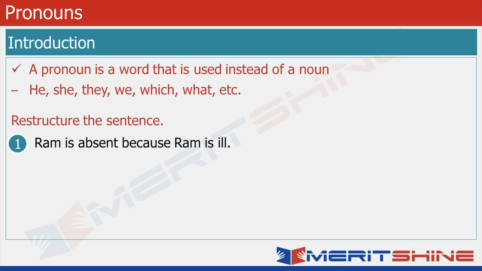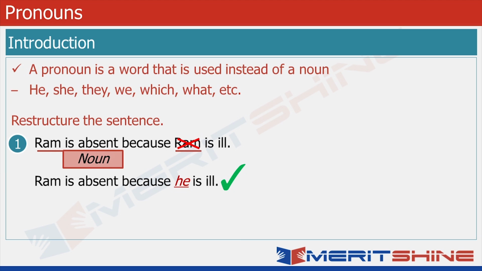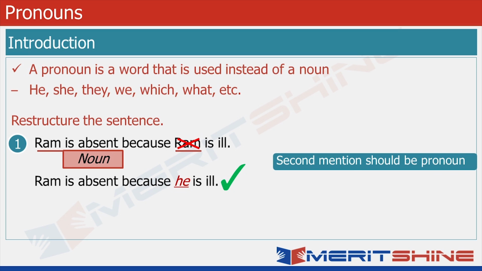Ram is absent because Ram is ill. It sounds awkward, right? A better form of the sentence is: Ram is absent because he is ill. Here the pronoun he replaces the noun Ram. We do not have to repeat the noun. We should instead use a pronoun.